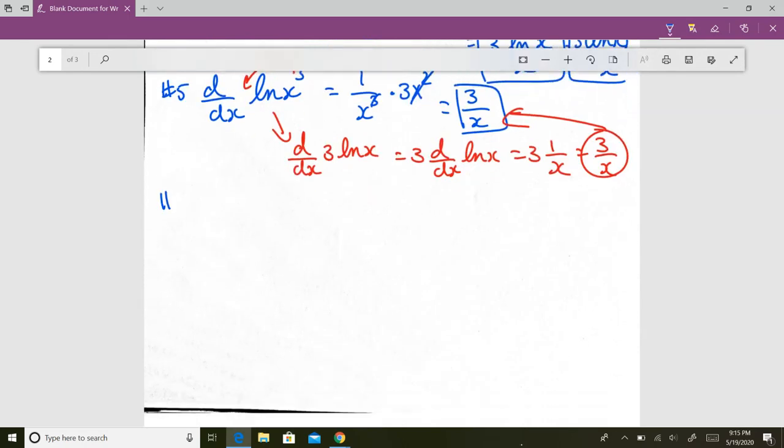Number 6. All right. So if f of x is equal to the natural log of root x plus 1, what is the derivative? Find f prime. Well, we don't like square roots when we're dealing with logs. So I rewrite it, x plus 1 to the power of 1/2, and drop the 1/2 down.